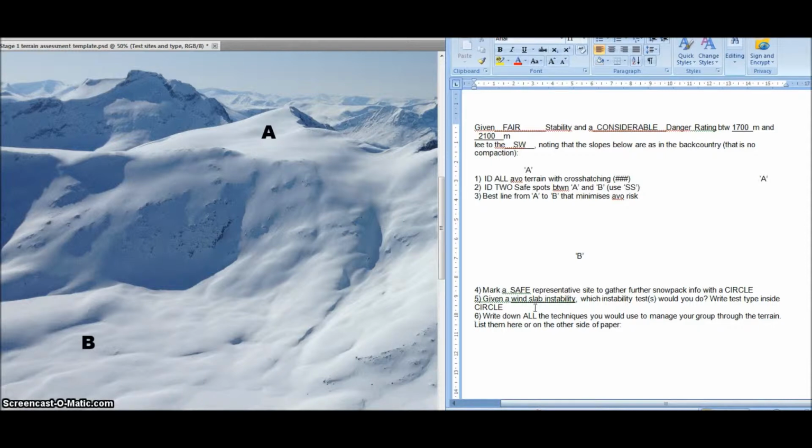The last one is to write down all the techniques you would use to manage the group through the terrain, either on the back of the page or just on part of the picture that isn't covered with other information.